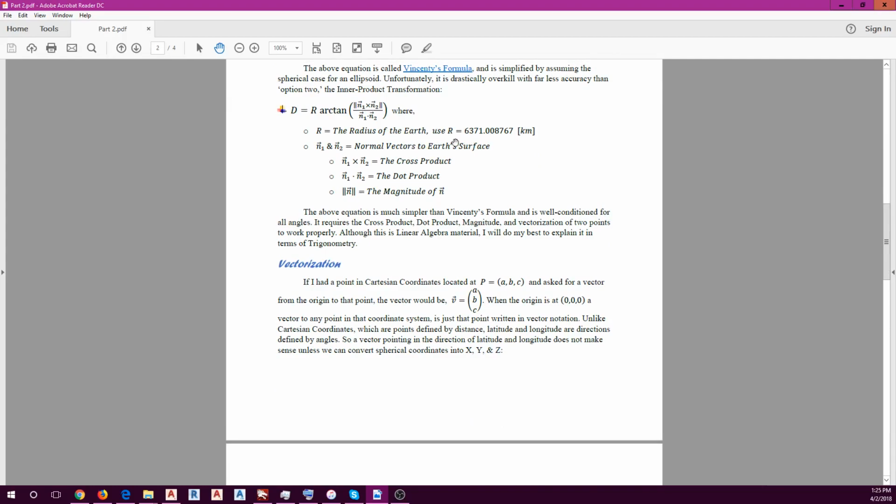So I'm going to have you guys use the radius of the Earth as 6370.08767 kilometers. I have calculated that radius myself. That is the one that I want you to use. It's very accurate. Now, this distance between 2 points is the radius of the Earth times the arctangent of the magnitude of the cross product divided by the dot product.